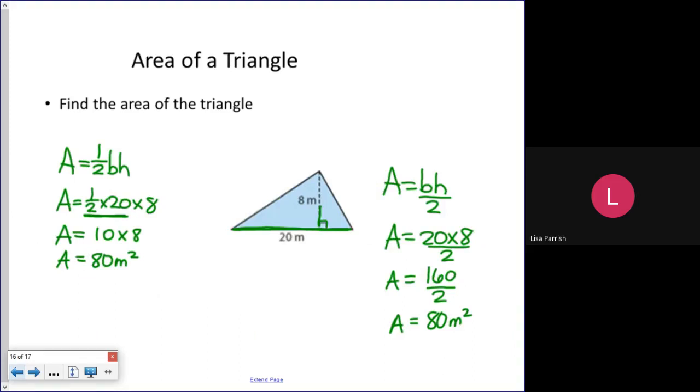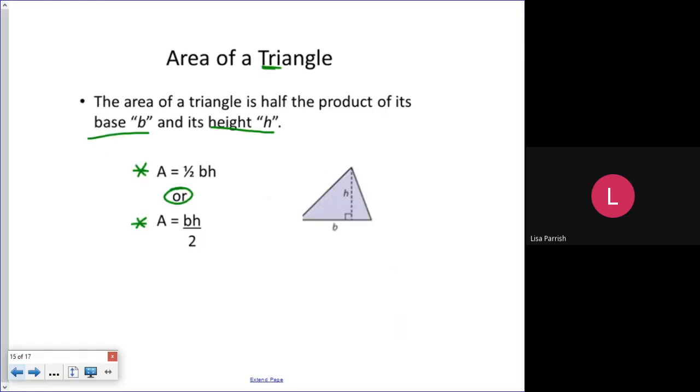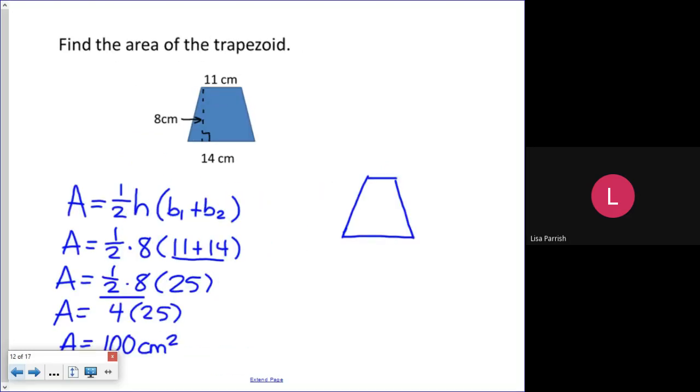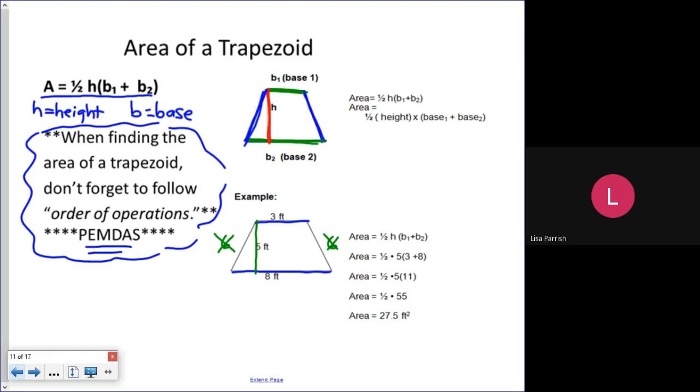Remember the triangle, you've got the 2 choices. So pick whichever formula you prefer: 1/2 BH or BH divided by 2. Remember on the trapezoid, I'll go back right quick. We do have the longer formula. That one's a little trickier.